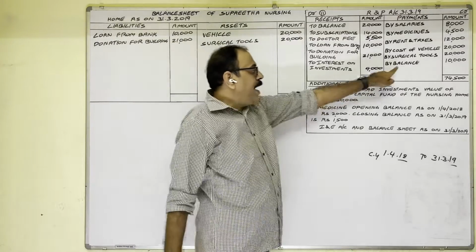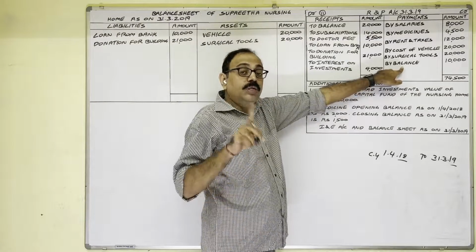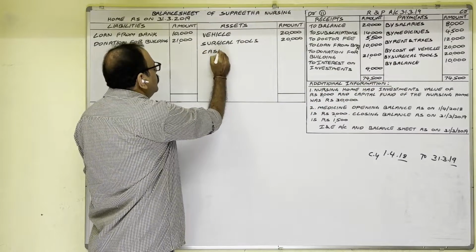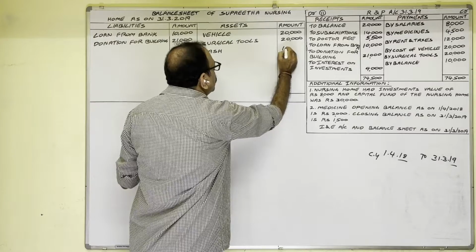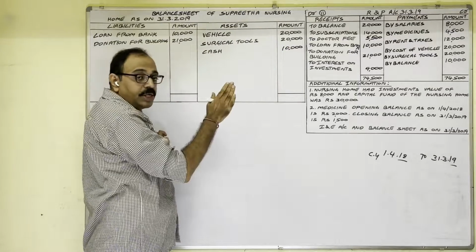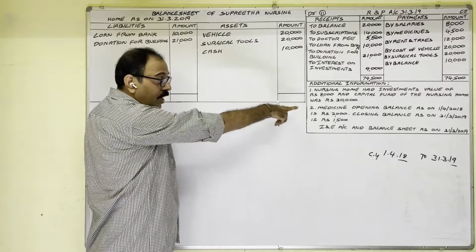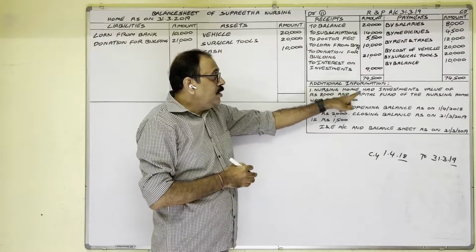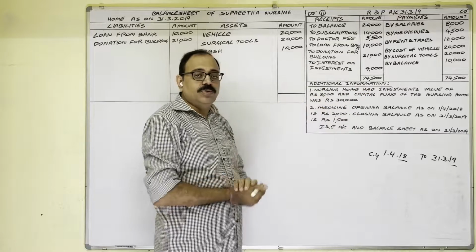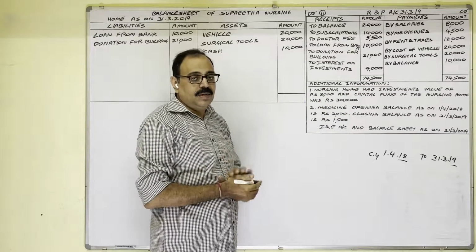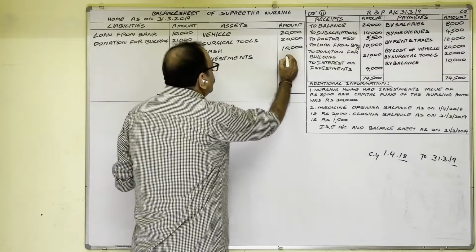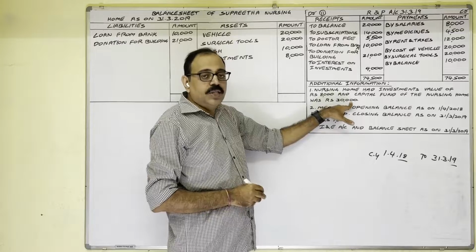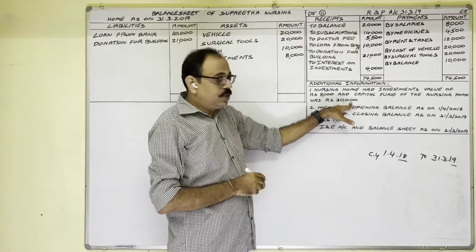Next, balance carried down. This is closing cash balance. So on the asset side we have to show cash. Don't write balance. 10,000 rupees. So receipts and payments account amounts we have taken. Even adjustments also we should consider. First one, the nursing home had investments of value 8,000. Investment is an asset. So asset side, 8,000 rupees. Continuation, and the capital fund of the nursing home was 30,000. Capital fund at the end we will show.